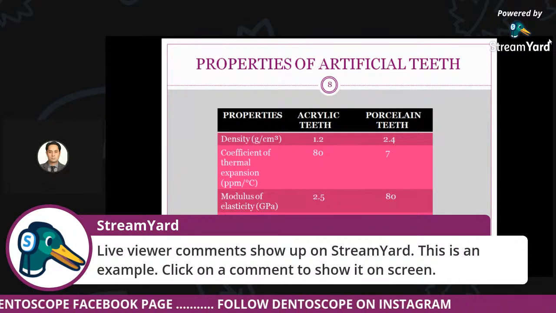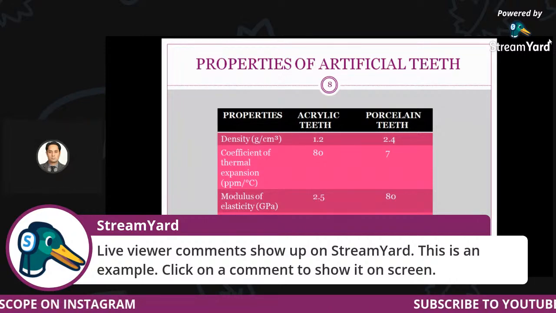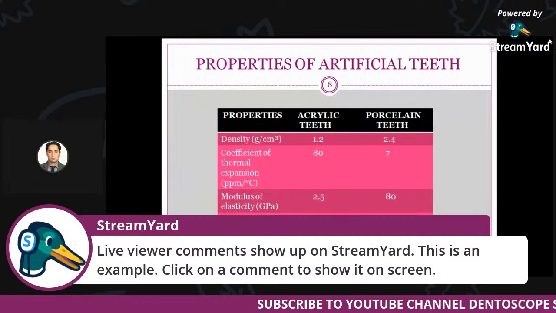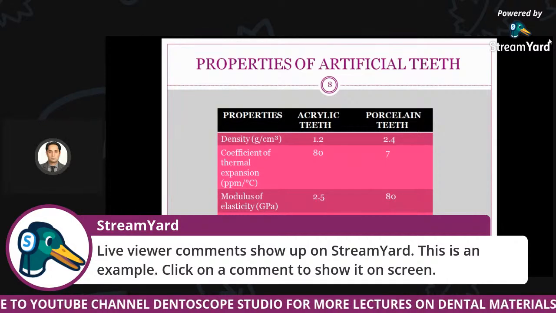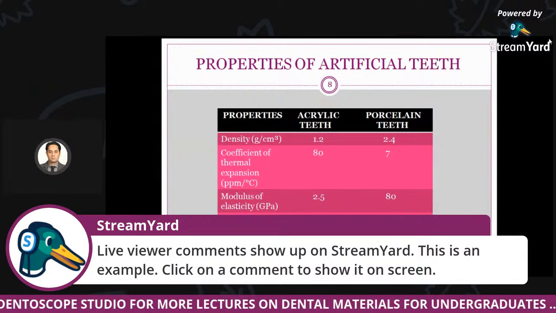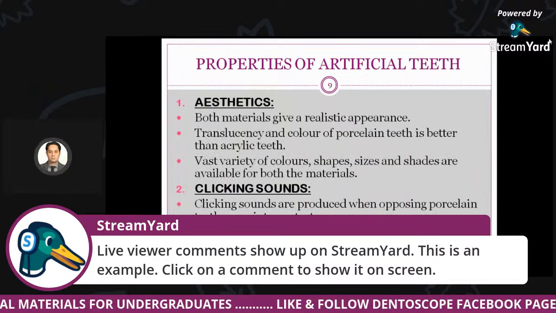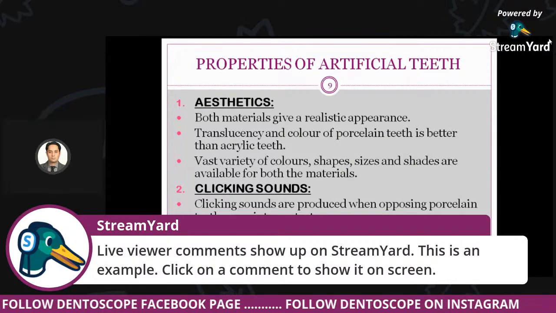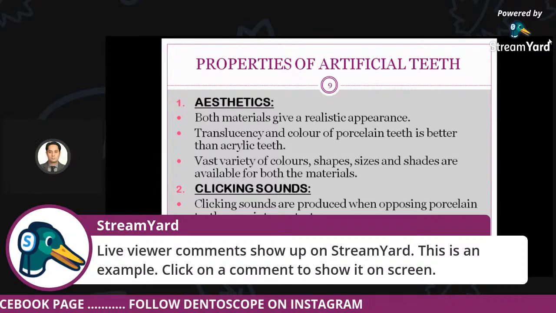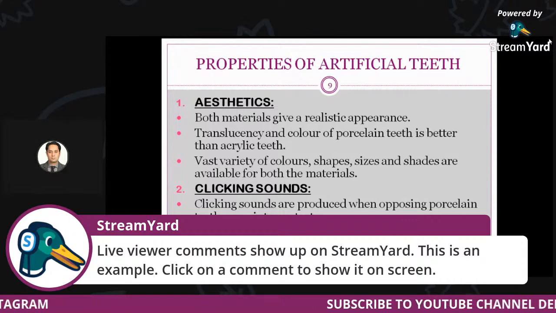Well, the first and the most important point is they belong to two different categories of dental materials. One is a polymer, the other one is ceramic. And ceramic is undoubtedly the hardest of all the restorative materials. So now let's compare a few of the properties of the artificial teeth. Well, we have two types of artificial teeth, the acrylic one and the porcelain one.